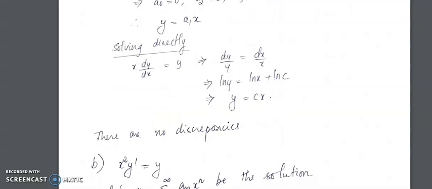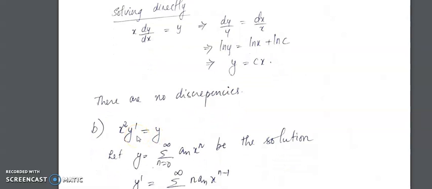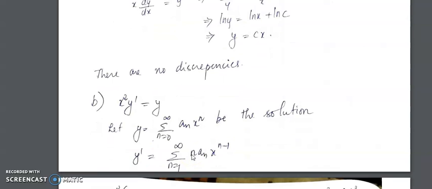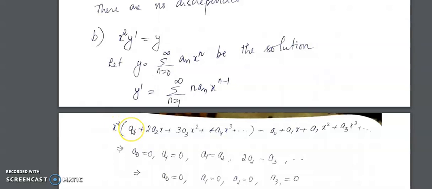Now let us look at the second problem. So you have x square y dash equal to y. Again the solution is of the form summation a n x raised to n. We have the value of y dash. So substitute y and y dash. Then we get x square into a1 plus 2a 2x plus 3a 3x square plus 4a 4x cube plus etc. That will be equal to a0 plus a1x plus a2x square plus a3x cube plus etc.